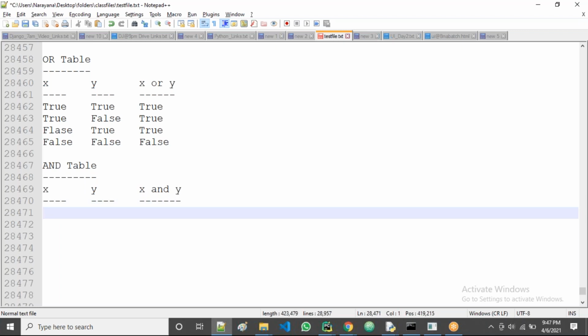Yes. Okay, X is true. I'm taking the same combination as above. Y is also true. Then let's see if both are true. X and Y both true, guys. Then AND is also true.